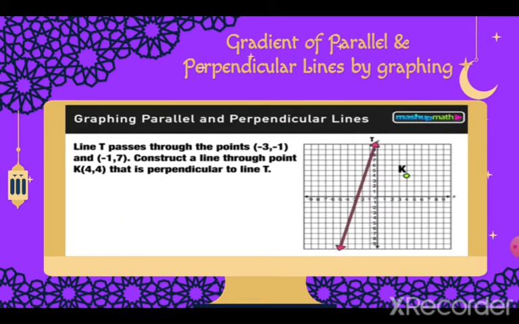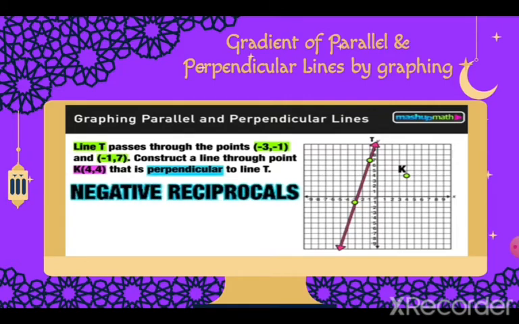Here we have a line T passing through 2 points, (-3, -1) and (-1, 7). We have a point K that is not on the line, and we want to construct a line that is perpendicular to line T that passes through that point K. So when we see perpendicular, we need to think negative reciprocal slopes. So first we need the slope of line T. So let's go ahead and count the rise over run.